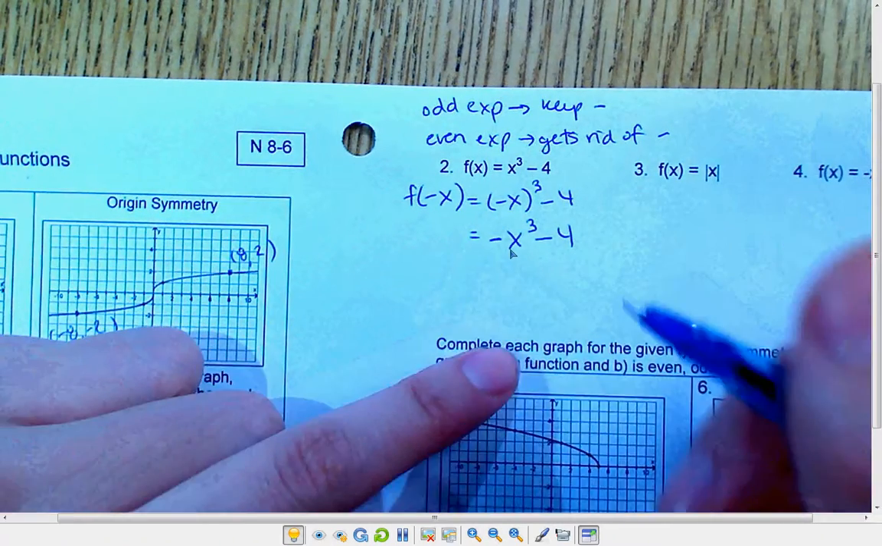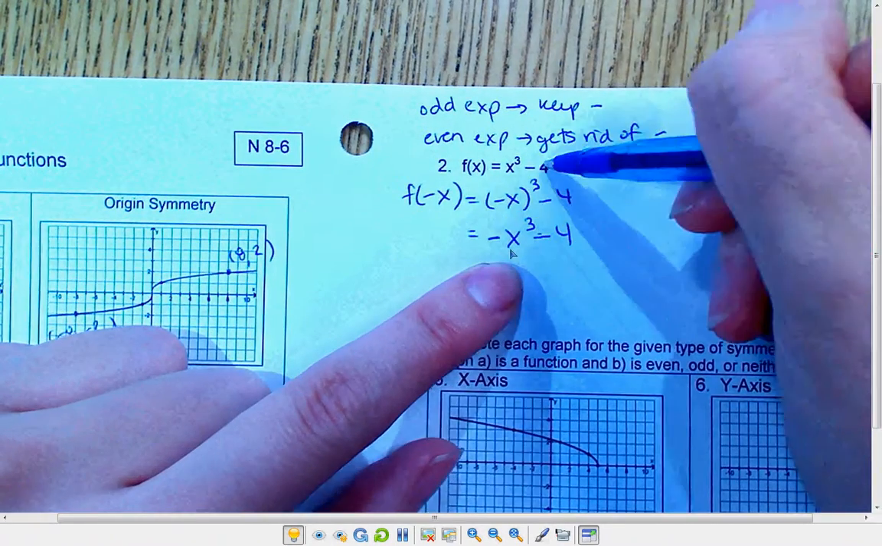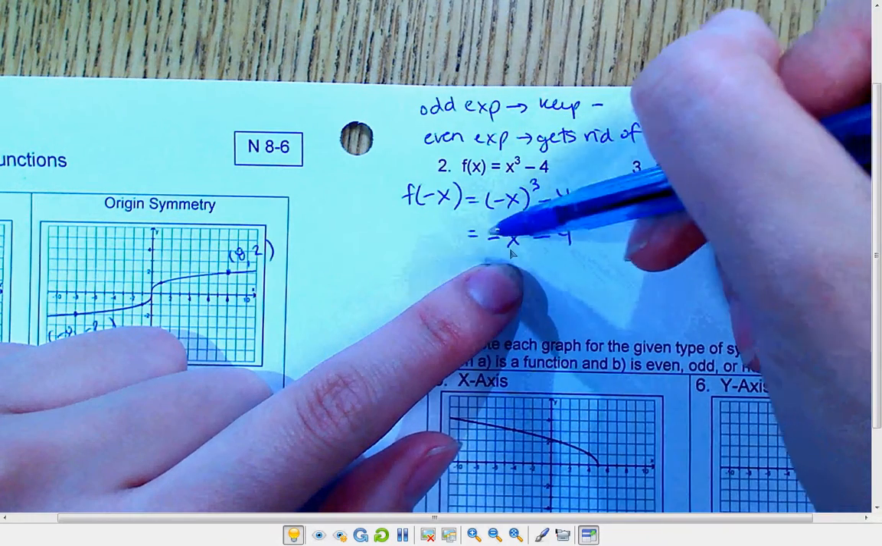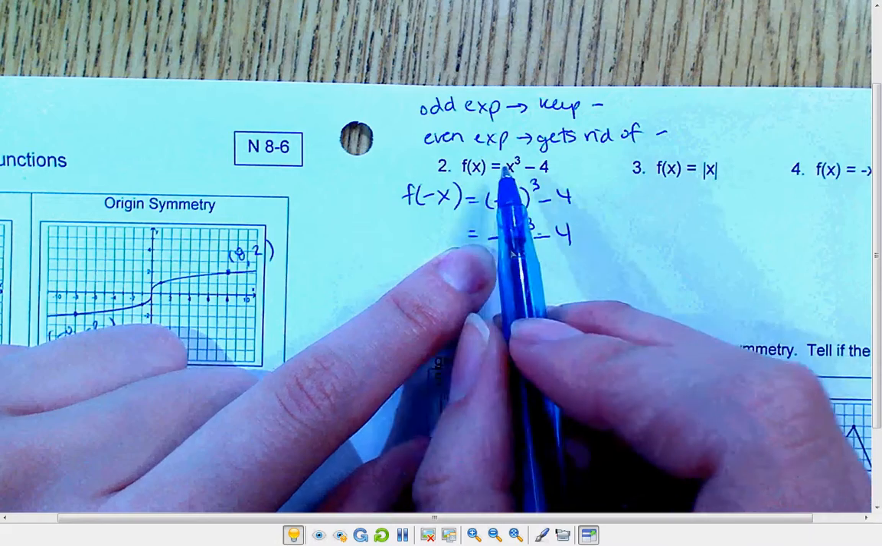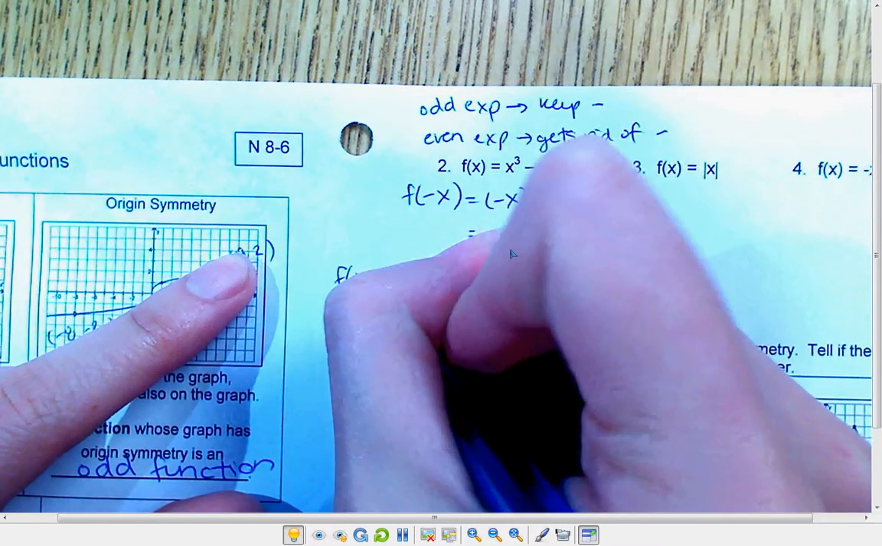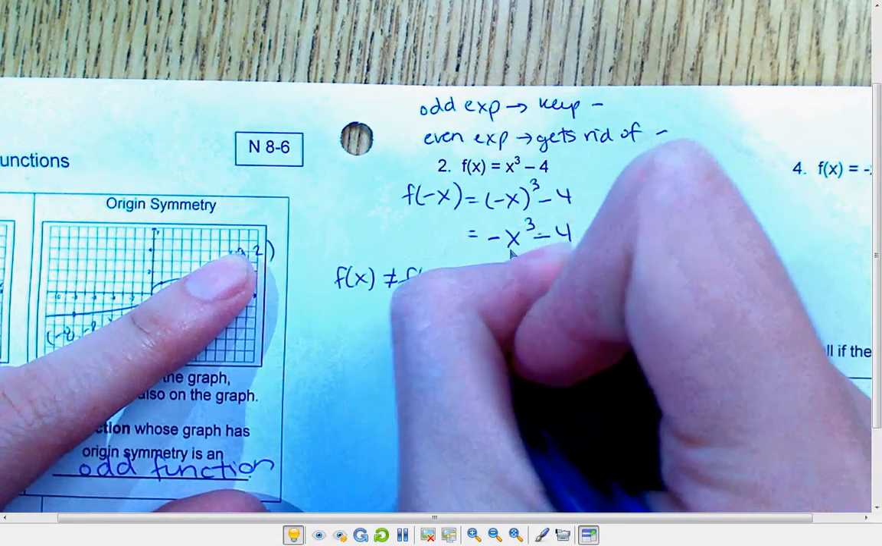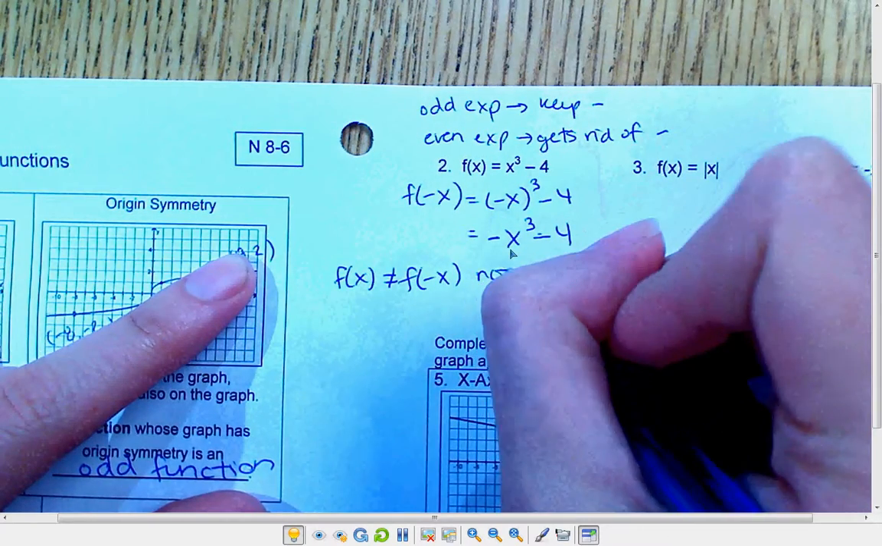Okay, so now we're going to check. Is this equal to this? So is x cubed minus 4 the same thing as negative x cubed minus 4? They're clearly not the same because this one has a negative and this one doesn't. Right? So we know that f of x does not equal f of negative x. So it's not even.